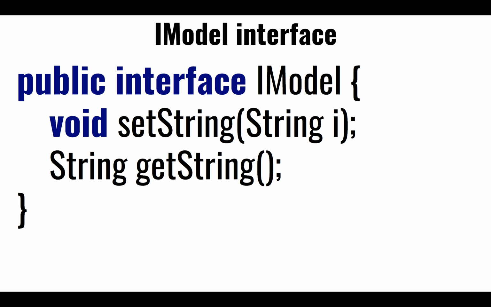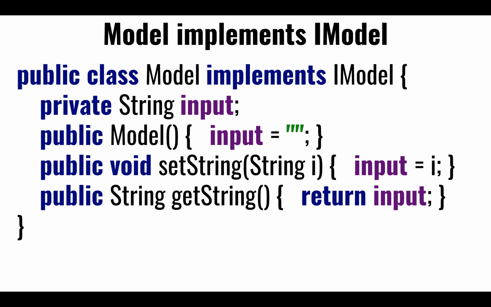A trivial way to implement this would be to have your own string copy, and then you have a setter and a getter for that string. So here's a trivial implementation, right, where you have a private string. Perhaps it could have been final, right? In the constructor, we just initialize it to an empty string. And then you have setters and getters that just update the string or retrieve the string, right? So it's trivial. This is our simple model.